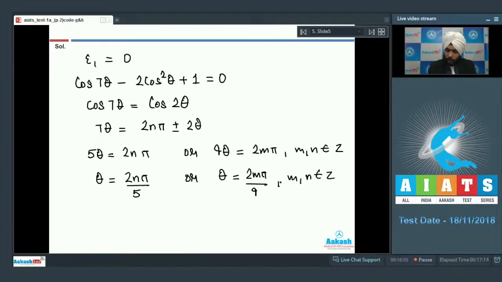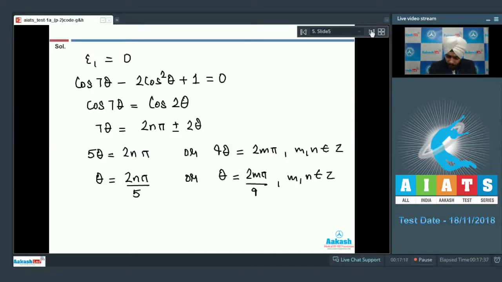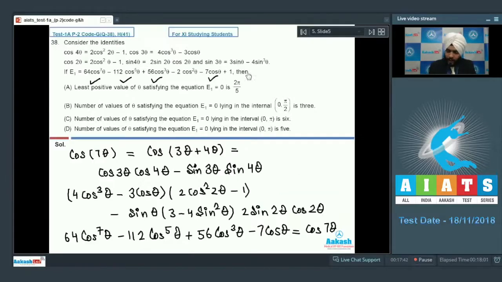Now students, let us go through the options very carefully. The least positive value of theta satisfying the equation E1 equal to 0 is 2 pi by 5? So let us write some of the solutions. It can be 0, it can be 2 pi by 5, it can be 4 pi by 5 on the positive side, or here it can be 0, 2 pi by 9. So what is the smallest positive value that we get? The smallest positive value that we get is 2 pi by 9 and not 2 pi by 5. Option number A goes wrong.